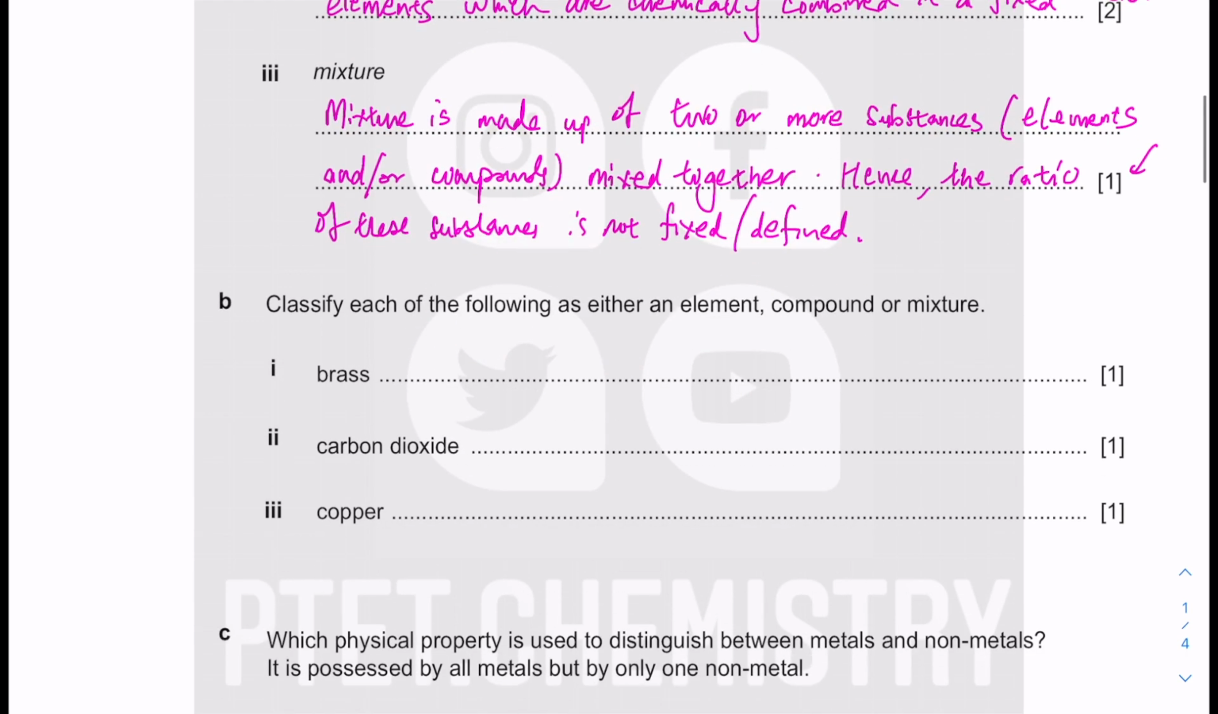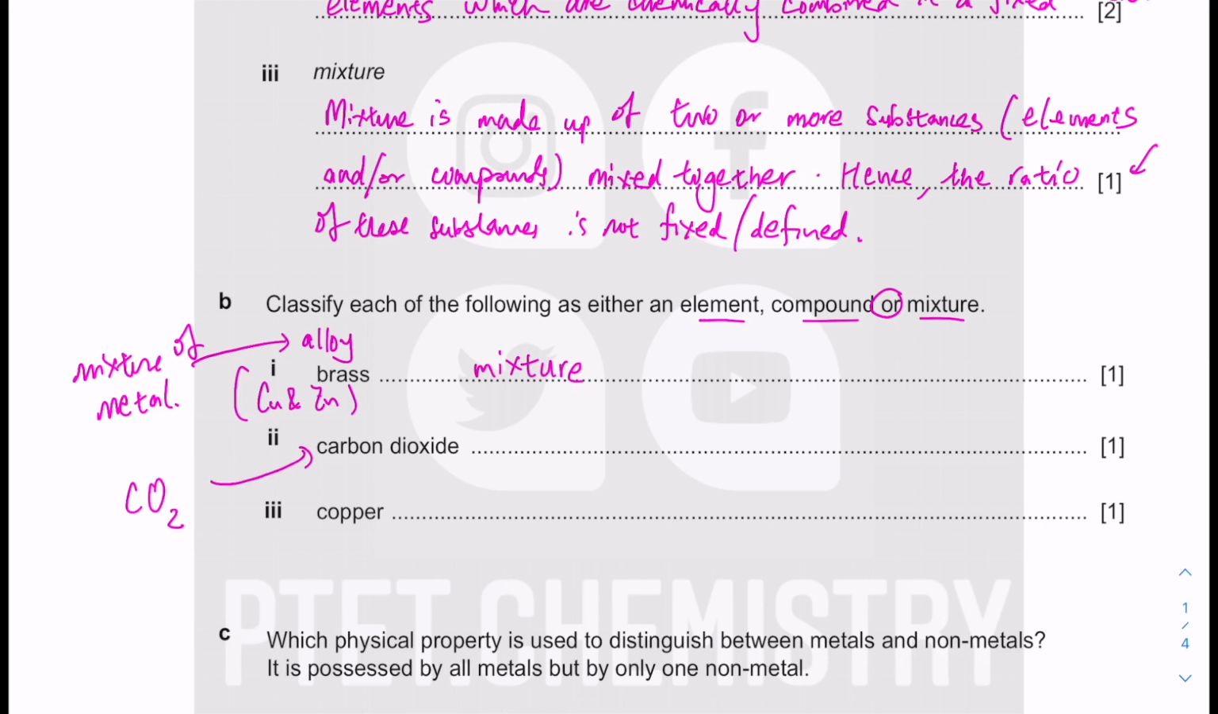So we need to classify each of the following substances as either an element, compound, or mixture. So brass is an alloy. The definition of an alloy is a mixture of metals, and brass is made out of copper and zinc, if I'm not mistaken. And because it's a mixture of metals, very clearly it's a mixture. Carbon dioxide has a proper formula, CO2.